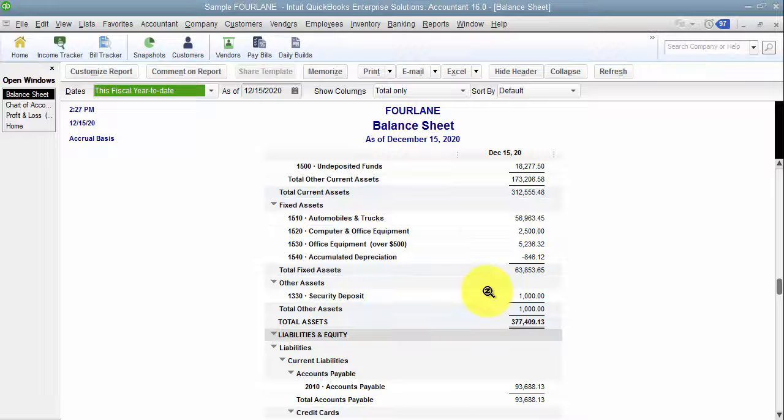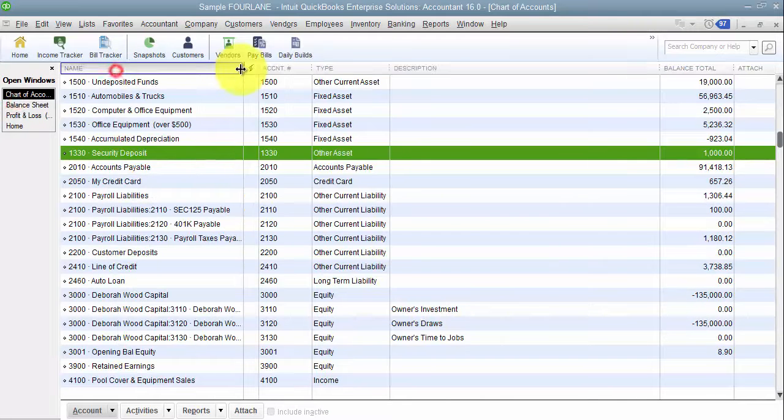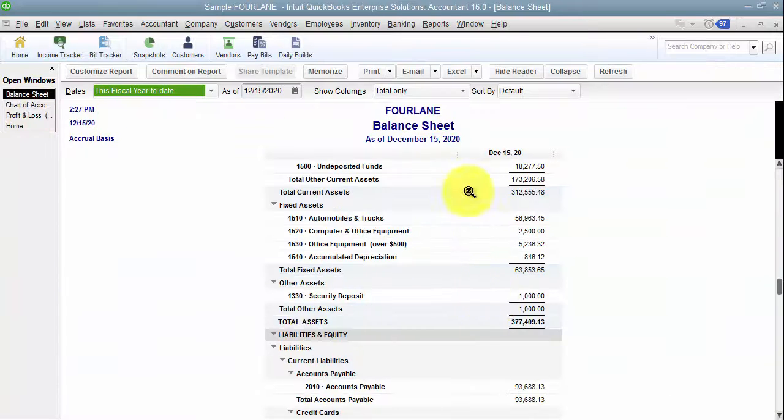Okay, so that's where other assets come into play. And those are going to be all of the asset types that are in QuickBooks. If I look at my chart of accounts, those are all the asset types that we have in QuickBooks. Then we move down into the liabilities section.